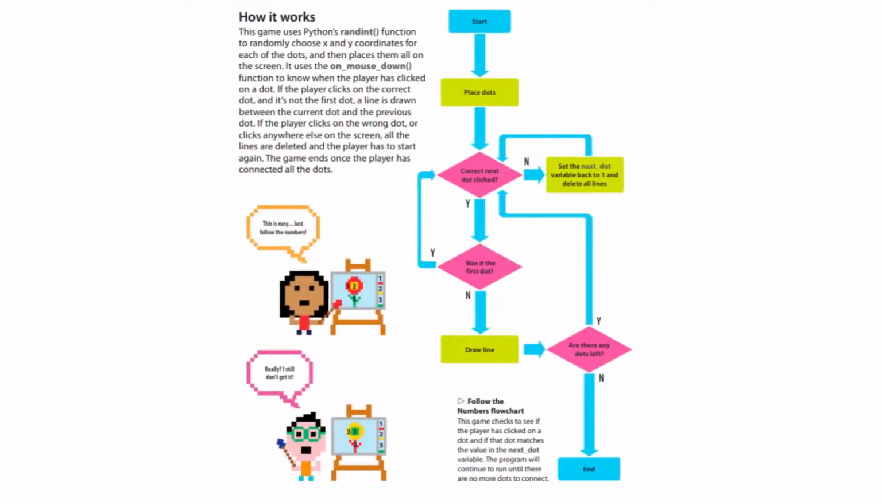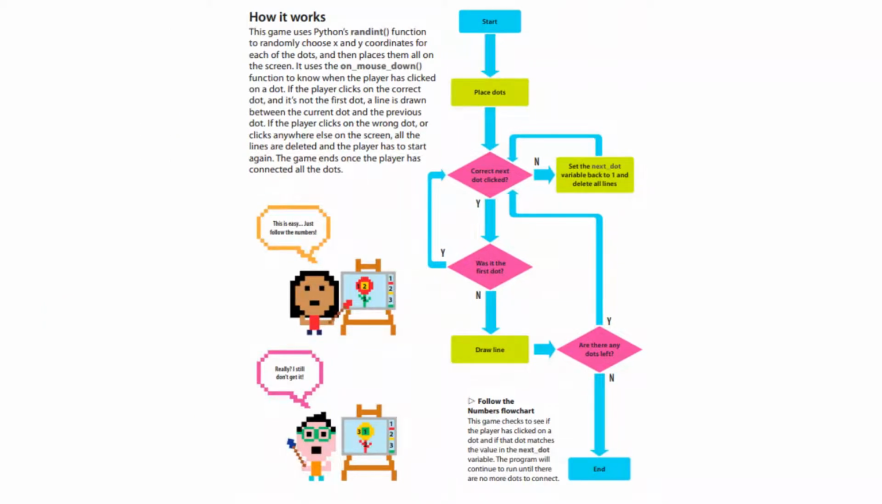So this is the flowchart of the game Follow the Numbers. How it works: this game uses Python's randint function to randomly choose x and y coordinates for each of the dots, and then place them all on the screen. It uses the onMouseDown function to know when the player has clicked on a dot.